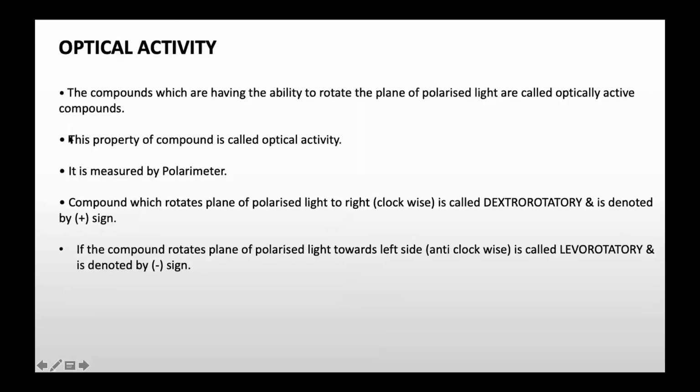Now, optical activity. Compounds which have the ability to rotate the plane of polarized light are called optically active compounds, and this property is called optical activity, and it is measured by a polarimeter. A compound which rotates the plane of polarized light to the right, that is clockwise, is called dextrorotatory and is denoted by a plus sign. If the compound rotates polarized light towards the left side, meaning anti-clockwise, it is called levorotatory and is denoted by a minus sign.